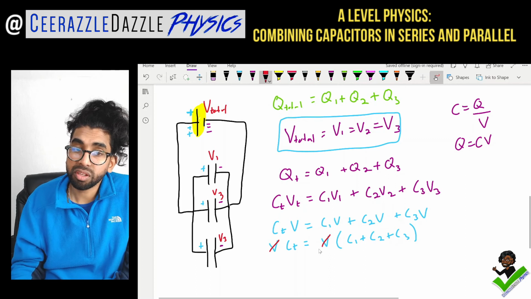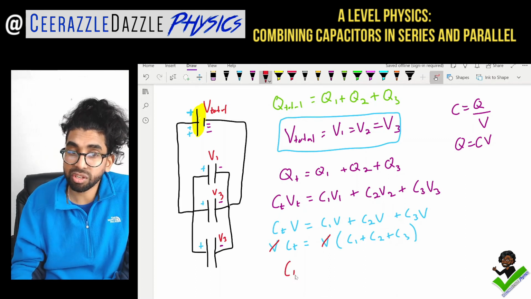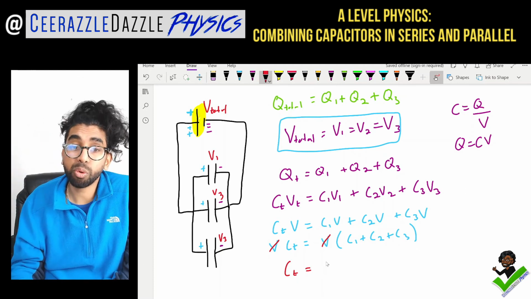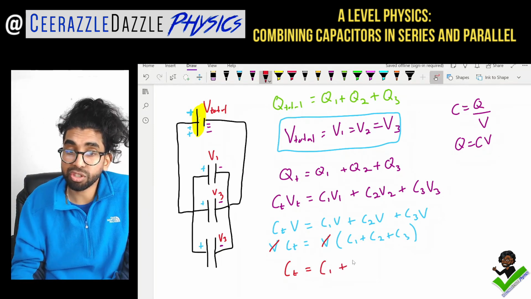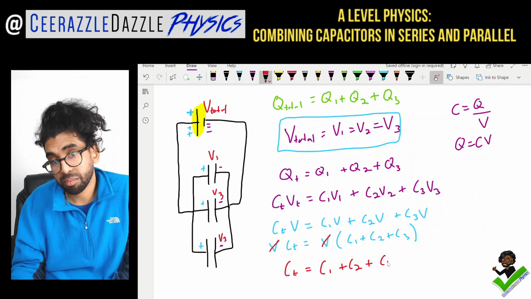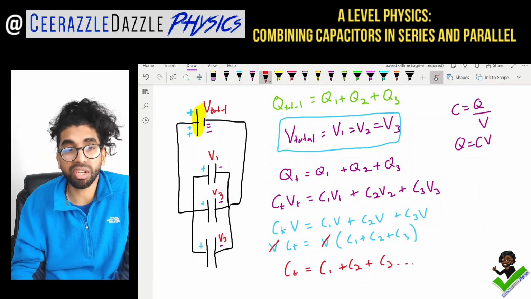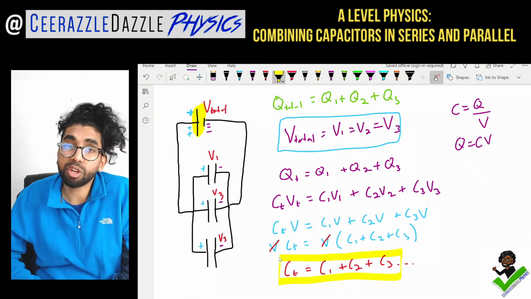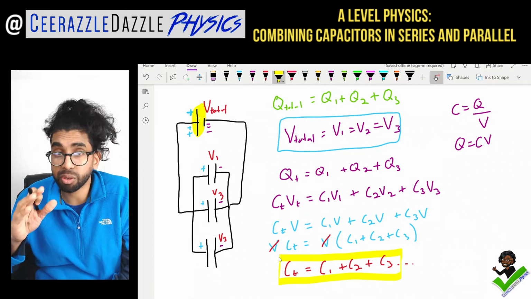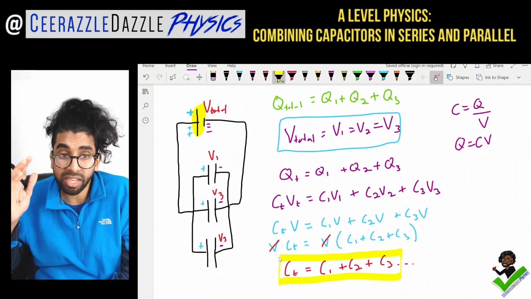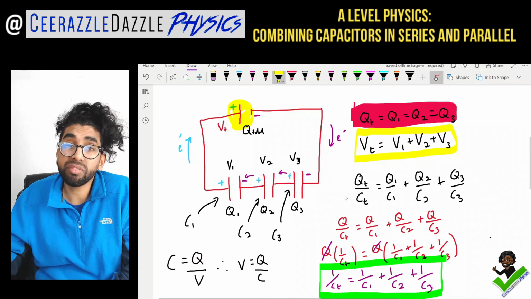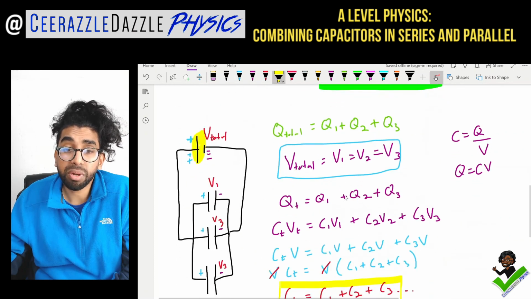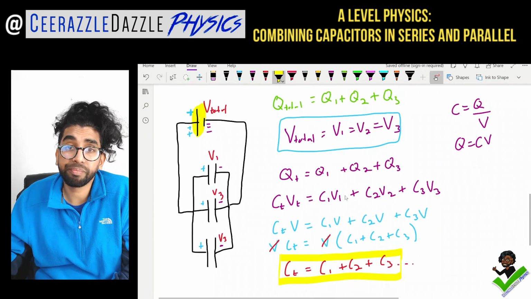So therefore, guys, the capacitance in total when they're in parallel with each other will be equal to the simple addition of them: C1 plus C2 plus C3, obviously depending on how many you've got. So we have now worked out the formula for capacitors in parallel. For capacitors in parallel, you simply add them. In series, 1 over CT is equal to 1 over C1 plus 1 over C2 plus 1 over C3. But in parallel, you simply add them.